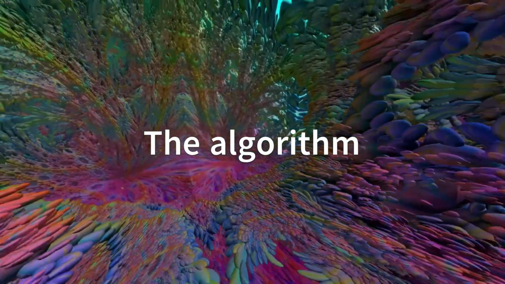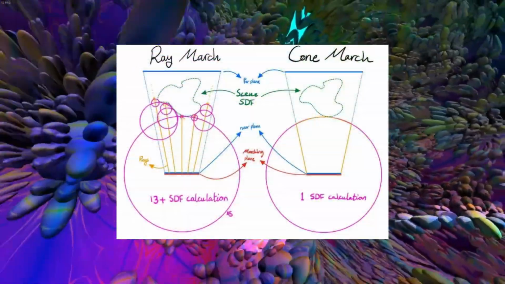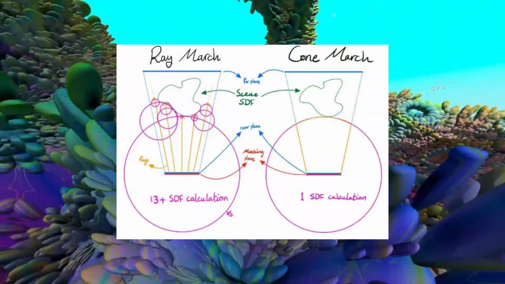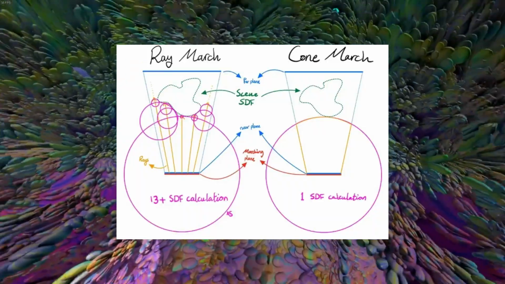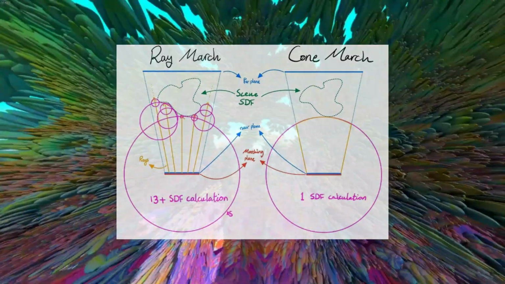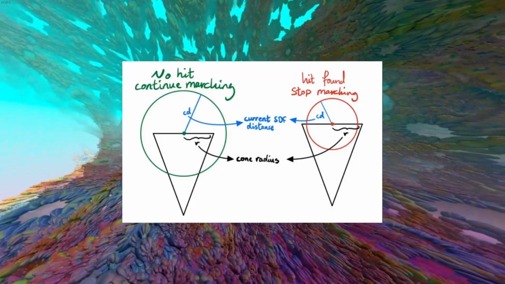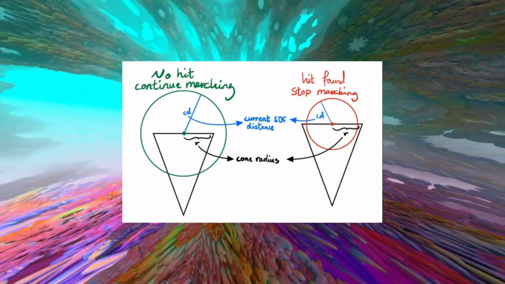Let's go over the algorithm very quickly. Instead of marching the ray, we march a cone. Simple as that, and the math behind it boils down to when we stop the marching. For ray marching, it's when we hit an object, but for cone marching, it's when the hit radius is less than the cone radius, meaning that the cone has hit something.